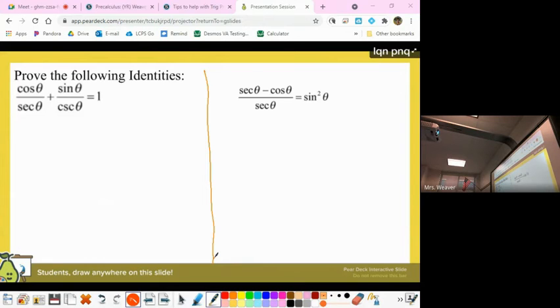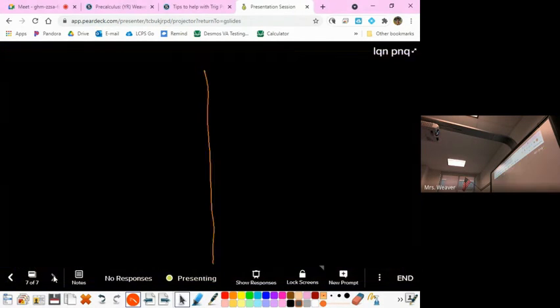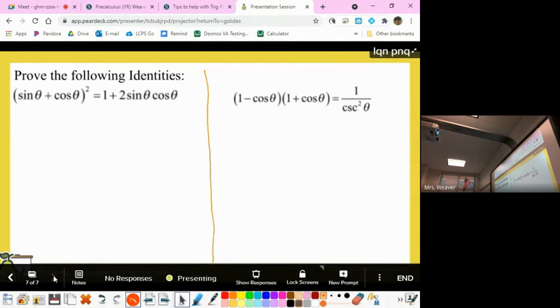Wait, is this the same one? That's why I'm like, man, this looks a lot the same. I didn't advance the slides. So sorry about that.